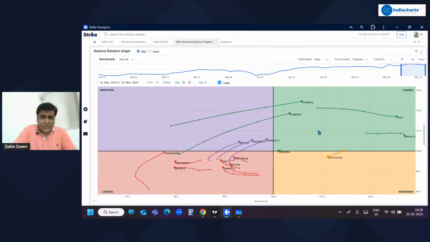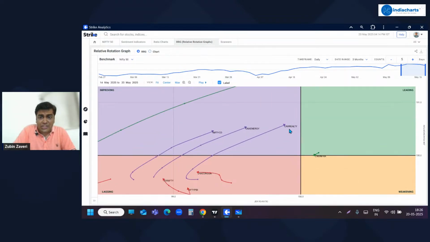Then the next focus we should have is on realty, energy, and consumer durables. Five days ago, all these three sectors were in the lagging quadrant. Lagging quadrant meaning their RS ratio was also not strong. It was weak, and it also lacked momentum. So slowly and steadily, they have gained a great amount of momentum.